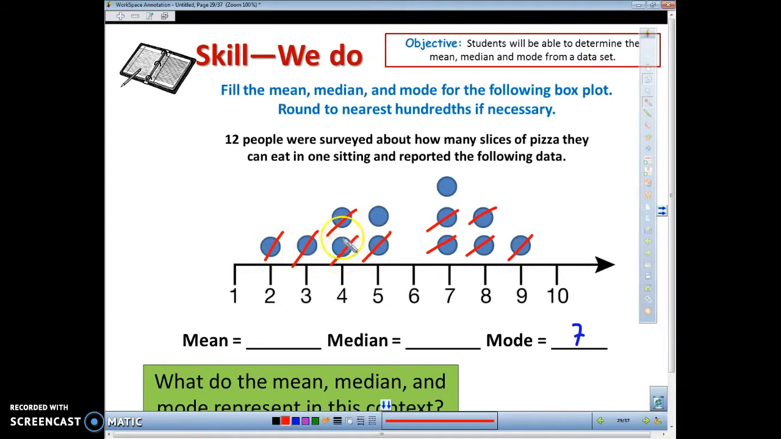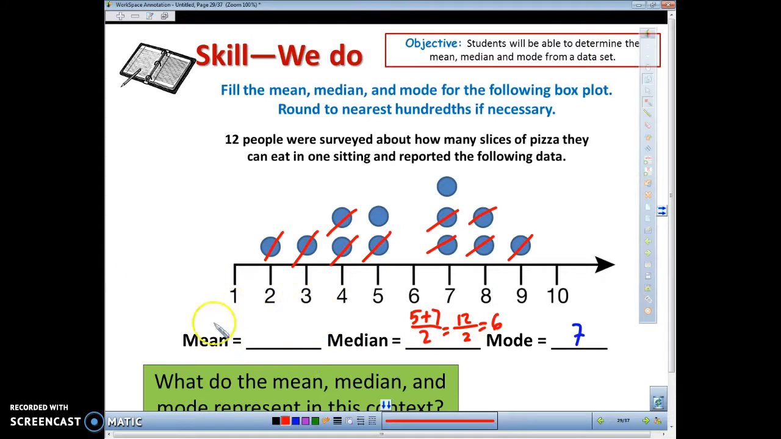So I have 1, 2, 3, 4, 5, 6, 7, 8, 9, 10, 11, 12 people. So I have 2 middle values, correct? It's even. I'm going to add these 2 values. So 5 plus 7, and I'm going to divide by 2. So that is 12 divided by 2, which is 6. So my median is 6, and now we want to calculate the mean.